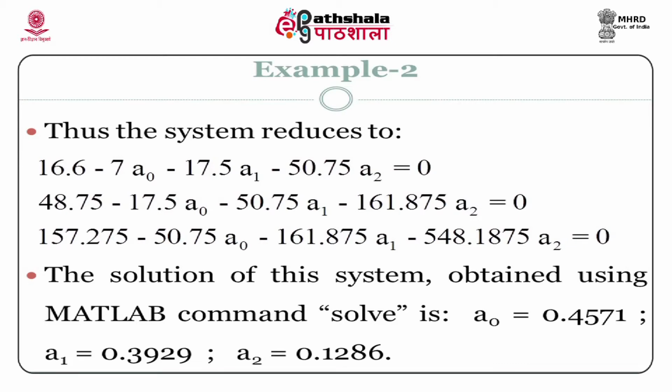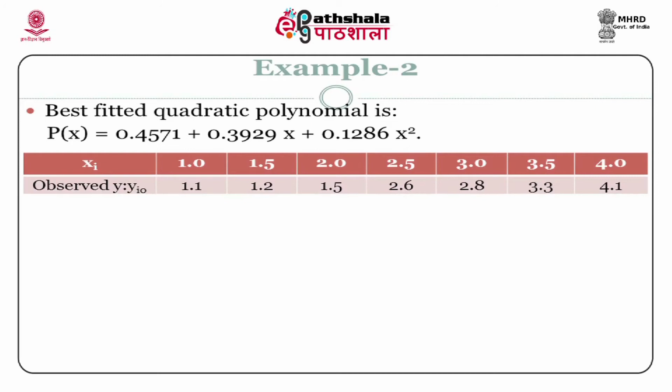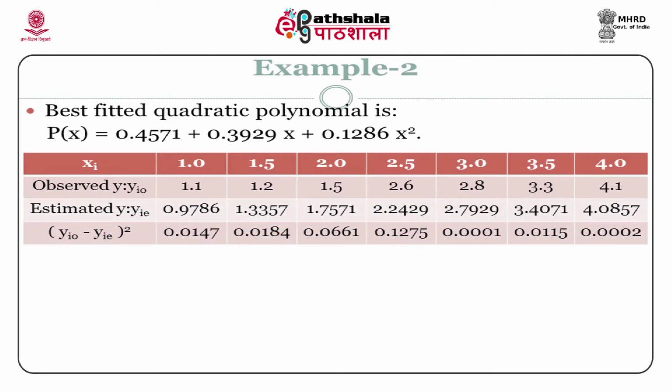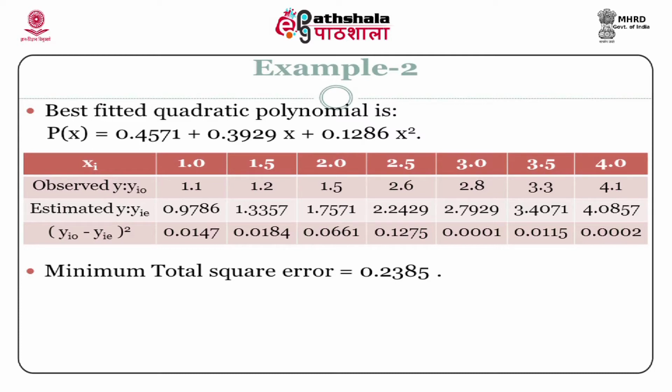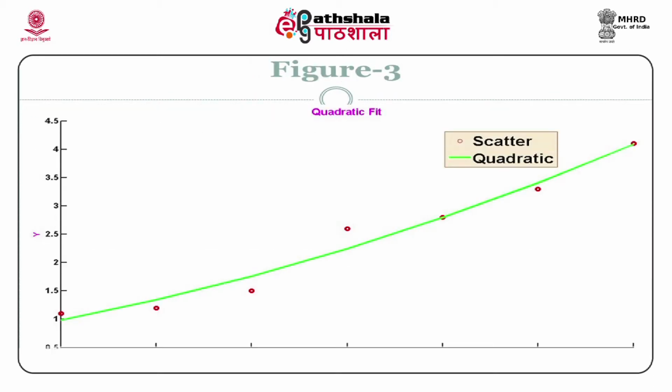And this is the predicted polynomial: p(x) equal to 0.4571 plus 0.3929x plus 0.1286x square. Then xi are given, the observed values are given already, the estimated values we are computing from this relationship, and then we compute the error. You can see that the minimum total square error is 0.2385. Figure 3 shows the scatter plot of the given data points and the estimated quadratic polynomial fitting this data, which minimizes the total square error. We can see here that the quadratic polynomial is passing through, and these are the scatter plots.